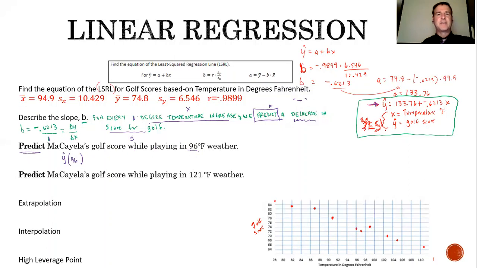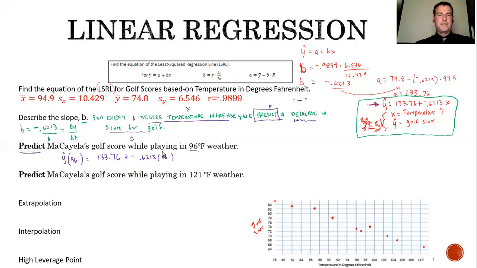This parentheses is not times. It is an input value, like if you wrote f of x, and I put in 2, f of 2. Same idea. And I got 133.76 plus a negative 0.6213, and then my x is 96. So put this in your calculator: 133.76 plus a negative 0.6213, and then parentheses or a times sign, 96.